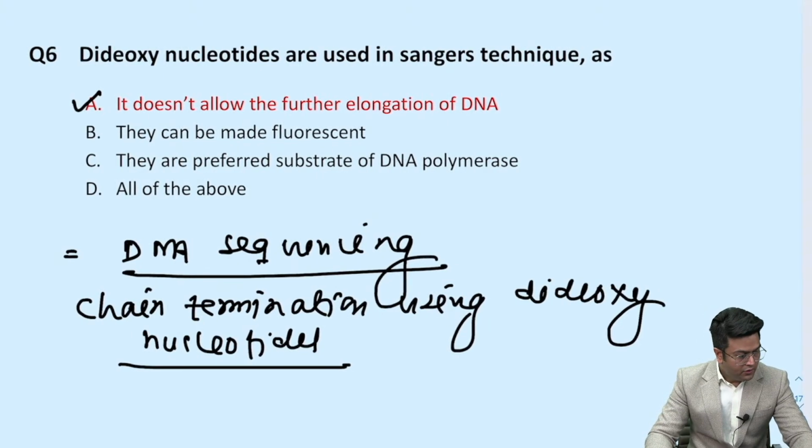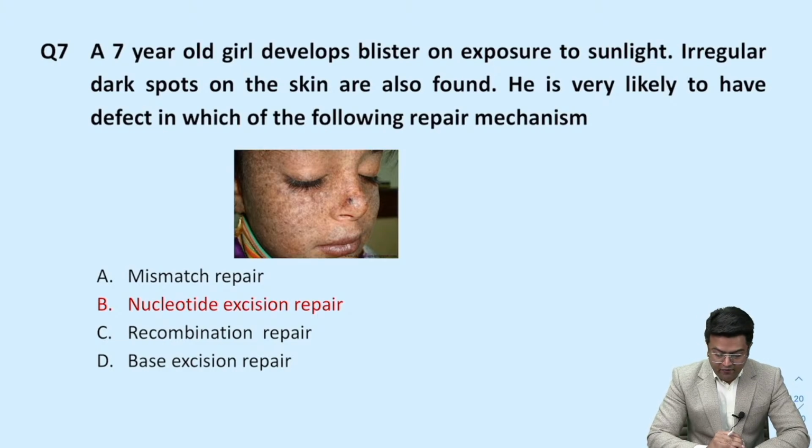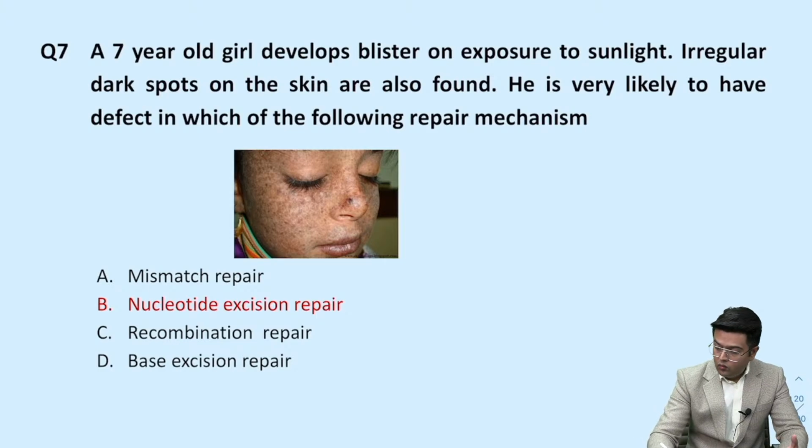Okay guys, so moving to our next question. Look at this question. A 7-year-old girl develops blisters on exposure to sunlight. Irregular dark spots on the skin are also found. She is very likely to have a defect in which of the following repair mechanisms? So guys, this is a case where freckles develop because of exposure to sunlight, and that's a case of, what is the case?